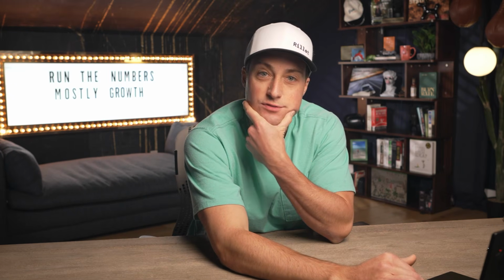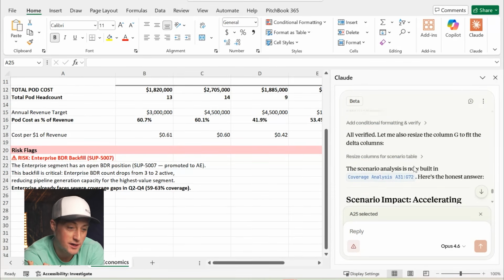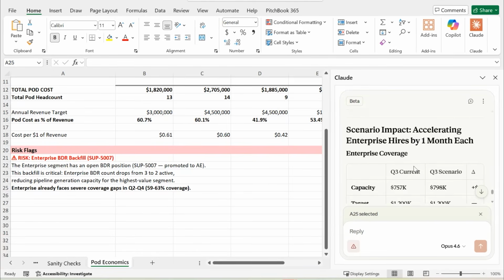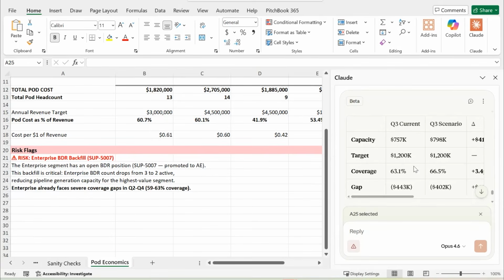And once again, we're doing this because a model isn't very useful if you can't stress test it and ask questions. What's cool about this is you can ask the question in plain English and it gives you back numbers rather than having to actually run it yourself and kind of wonder. So scenario impact, accelerating enterprise hires by 1 month each. So it gives you the current and then the scenario.